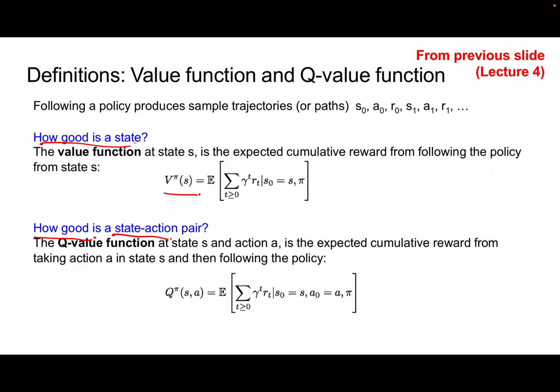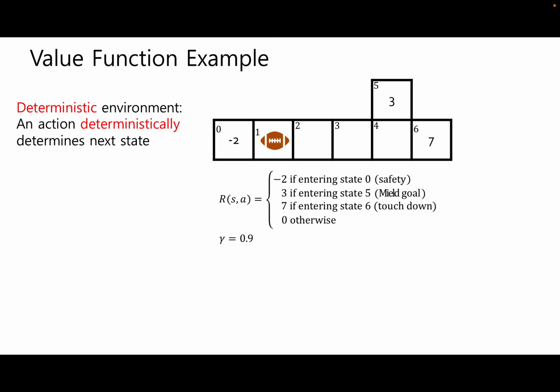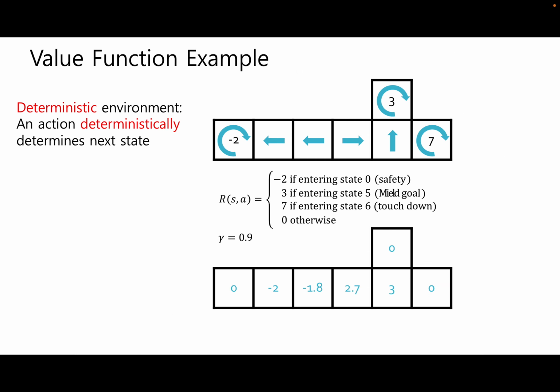So the value function is about how good the state is, and the Q-value function is about how good the state-action pair is. The mathematical definition is almost the same. So Q-value of state S and action A is the expected cumulative reward from taking action A in state S and then following the policy. There was an exercise, so let's try this one again.